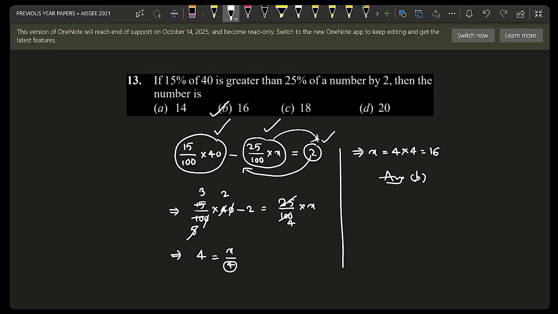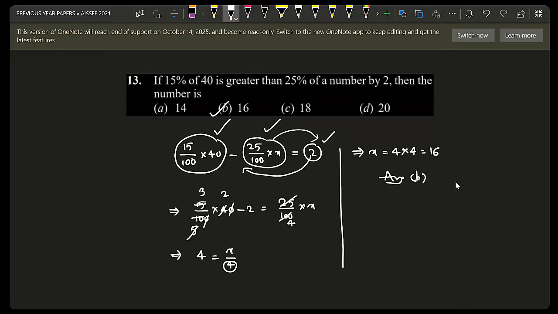Yes, Abhiday? Yes, sir. Minus 25 by 100 into x. It will become plus 25 by 100 into x. Yes, sir. If you transpose. And 2 is on the right. If you transpose 2 to the left side, it will become minus 2. Yes, then simplify and get the value of x. Any cuttings you have not followed? Everything is okay? So x value we got 16.